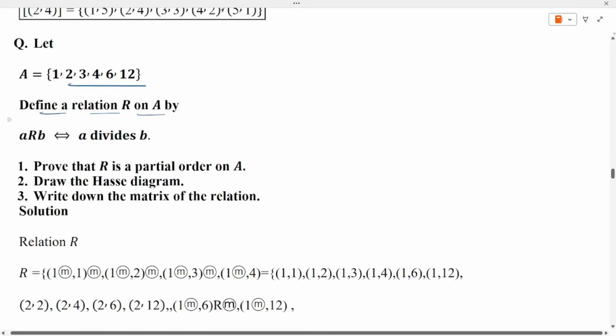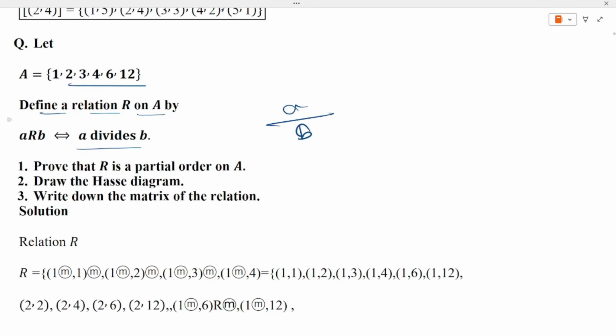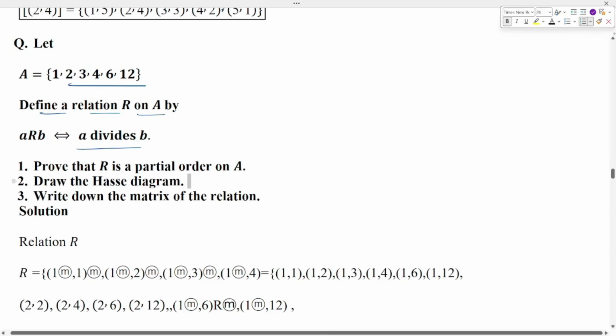Define a relation A on that. A divides B. A divides B means what? B will be here, A will be here, B will be here. Okay, that's how you will be seeing. And the partial order and Hasse diagram and the matrix will be written.